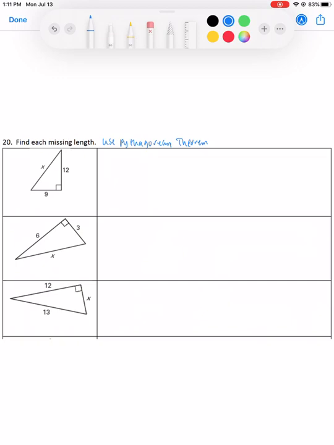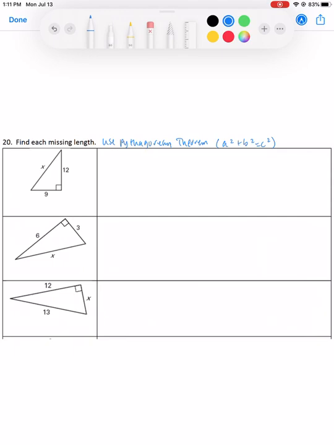Alright, so the Pythagorean theorem says that in a right triangle, the sum of the squares of the legs is equal to the square of the hypotenuse. That was the verbal way. Here's the algebraic way. A squared plus b squared equals c squared. So that's what we'll use throughout here.